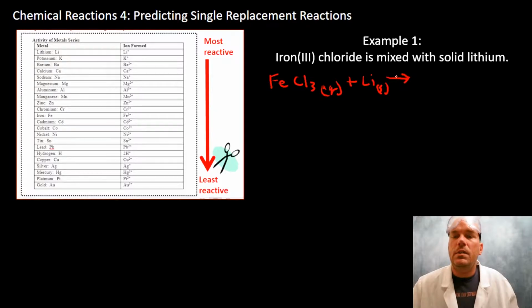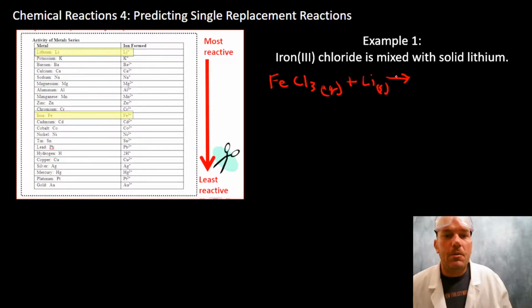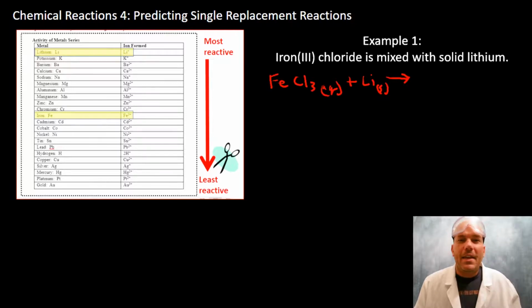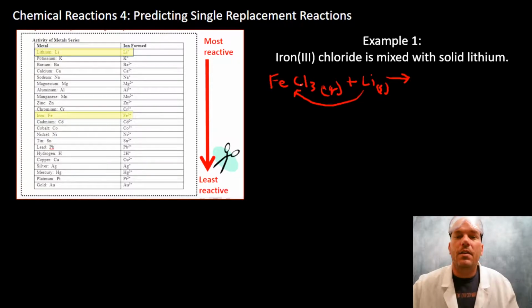And the question is, does the reaction occur? We'll take a look at this. Lithium is at the very top of the activity series, so it is the most chemically reactive species that we have. So yes, lithium is going to come in and grab chlorine. Now lithium is a +1, chlorine is a -1, so we're going to have aqueous lithium chloride being formed.